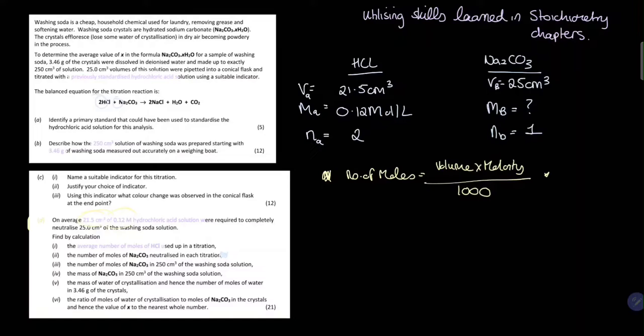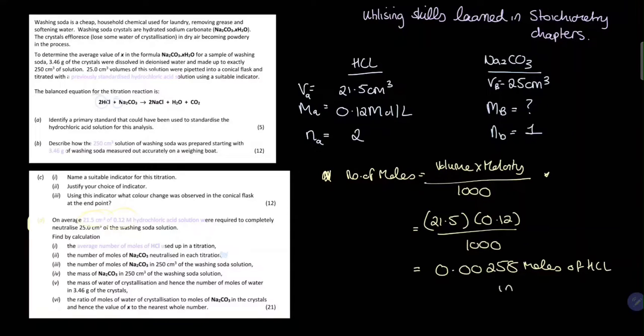So I'm going to go through how to answer it using the formula, and then I'm going to go through the thought process. So the number of moles is what we're trying to find out. We have 21.5 centimeters cubed of the volume of the HCl. The molarity is 0.12, and then divide that by 1,000, and we should work out how many moles are in that specific amount of HCl. And that should work out to be 0.00258 moles of HCl in the 21.5 centimeters cubed.